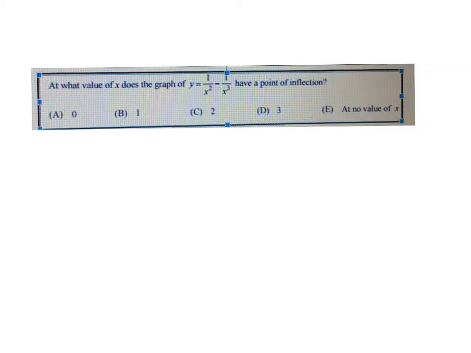All right, on number 19 here, we're looking for what value of x the function has a point of inflection. So we are going to take the derivative. We are deriving y equals x to the negative 2 minus x to the negative third. So the first derivative is negative 2x to the negative 3 plus 3x to the negative 4.